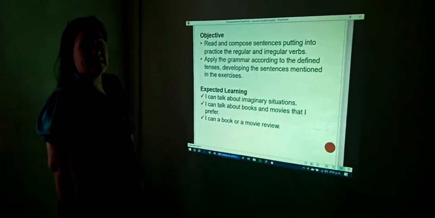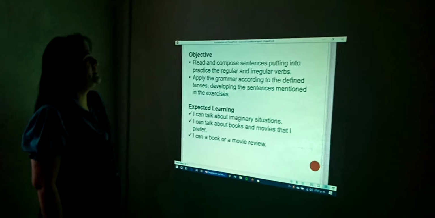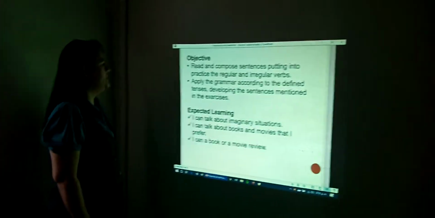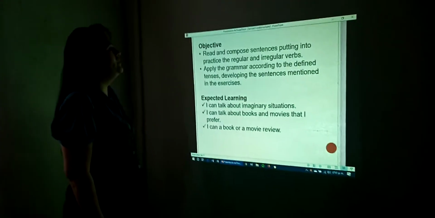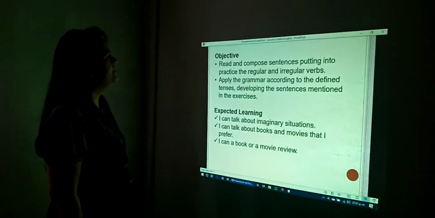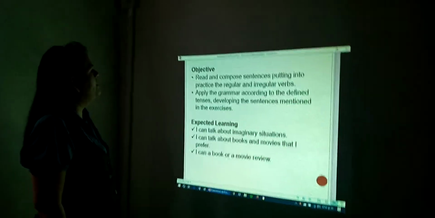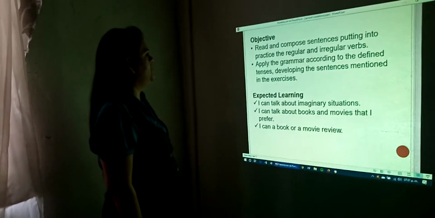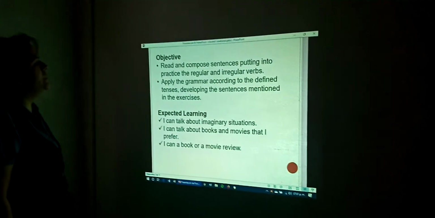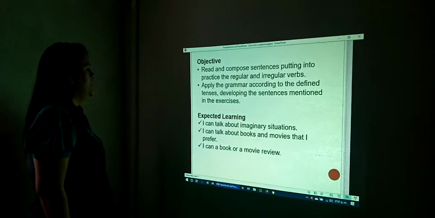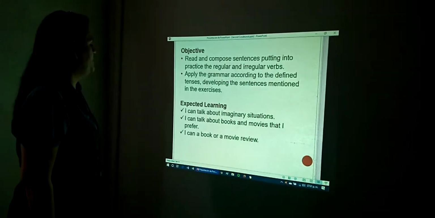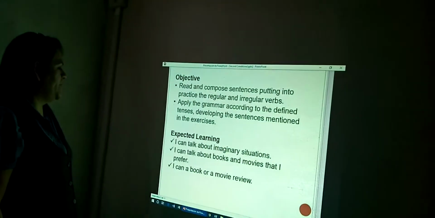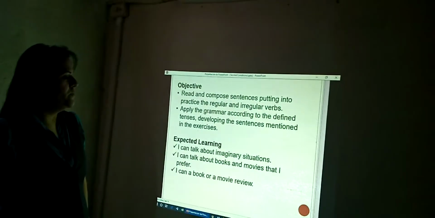This class is English. The objective is to read and compose sentences and put into practice the regular and irregular verbs, applying the grammar according to the defined tense, developing the sentences mentioned in the exercise. Expected learning: number 1, I can talk about imaginary situations. Number 2, I can talk about books and movies that I prefer. And number 3, I can write a book or a movie review.